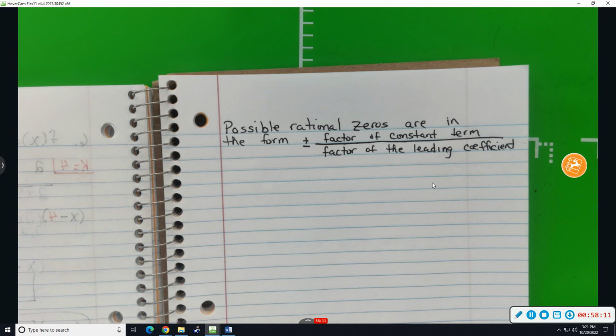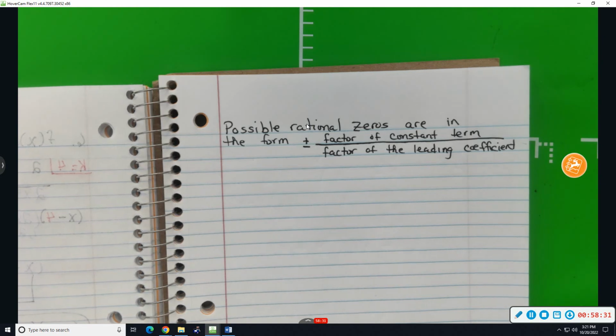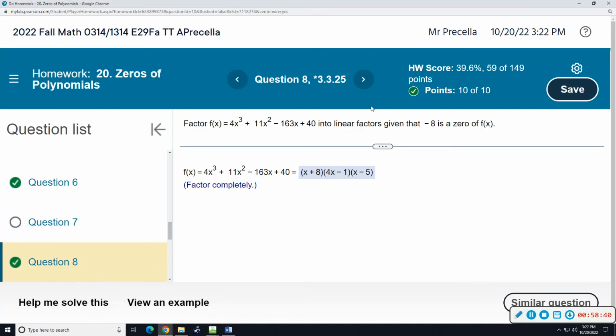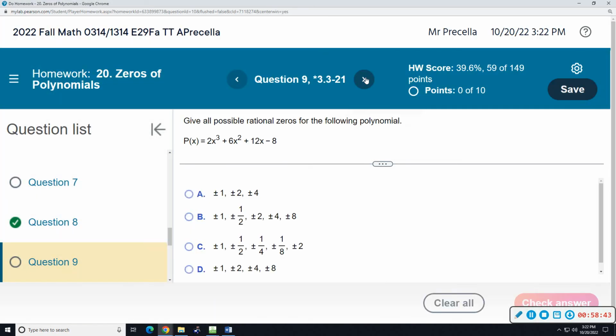The way you find these rational zeros is factor of the constant over factor of the leading coefficient. The constant term is always the last term, the number without a variable. The leading coefficient is that first term, the one that has the biggest exponent on it. Give all the possible rational zeros for this polynomial. It's not nearly as hard as it looks. This is problem number 9.